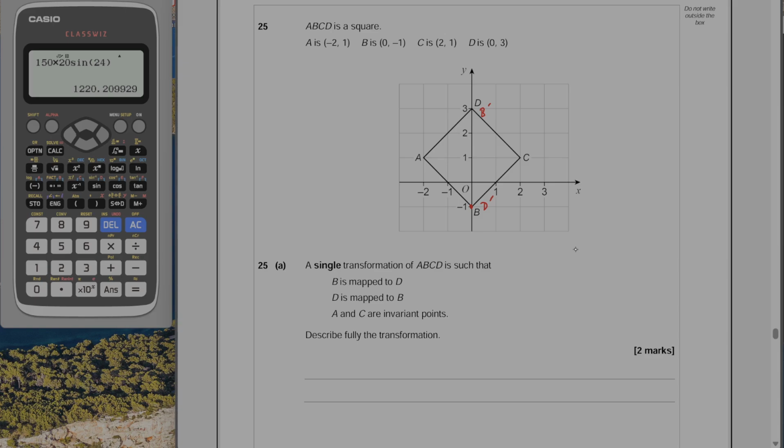Describe fully the single transformation, so that's got to be a reflection in that line. So a reflection in the line. Let's write the line a little bit better, in the line. And that line would be y is equal to 1.